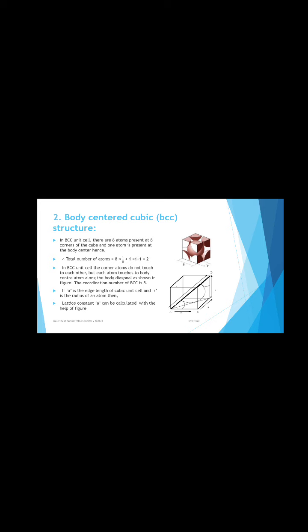Everybody understood how 2 atoms are present there? So, 1 atom out of 8 corners and 1 is present inside the body of the cube. So, the total number of atoms present inside 1 unit cell of BCC type is 2. In a BCC unit cell, the corner atoms do not touch each other. In the figure you can see that at every corner there are atoms, but those atoms do not touch each other.